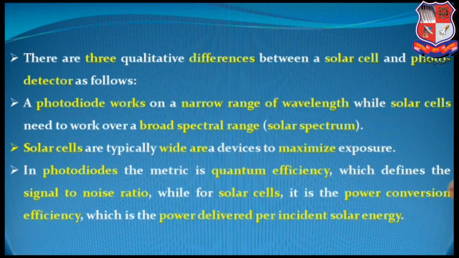The metric for photodetectors is quantum efficiency, which defines the signal to noise ratio, while for solar cells it is the power conversion efficiency, meaning what percentage of the light radiation is converted into voltage or electric current, which is the power delivered per incident solar energy. So these three were the major differences between a solar cell and a photodetector, for your kind knowledge.